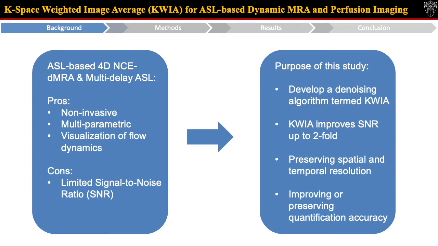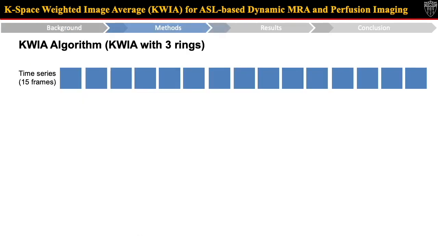Therefore, in this study, we aim to develop a denoising algorithm that improves SNR up to twofold without compromising spatial and temporal resolution, as well as quantification accuracy. Here I will introduce the KWIA algorithm using the 3-rings configuration. When we apply KWIA to a time series, a symmetric moving averaging window slides from the beginning to the end of the time series. When it stops, the time frame at the center of the KWIA window will be denoised.